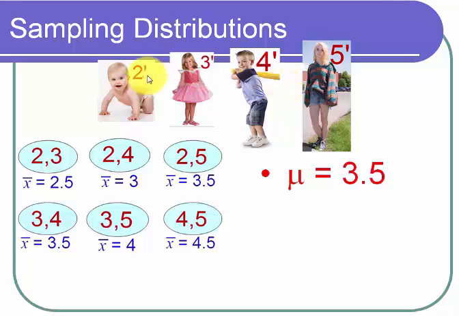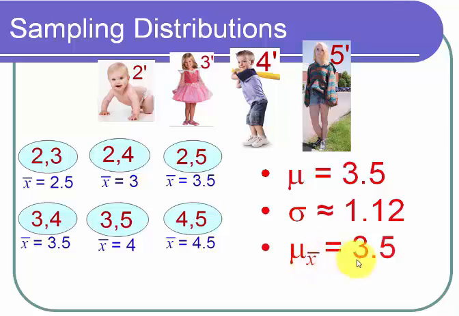I put these numbers 2, 3, 4, 5 in my calculator, and I got a standard deviation of 1.12 for the population standard deviation. Now let's take a look at the sampling distribution. I could look at the mean of all the sample means. So that's 2.5 plus 3 plus 3.5 plus 3.5 plus 4 plus 4.5 divided by 6. And when I do that, I got 3.5. I got the same number.